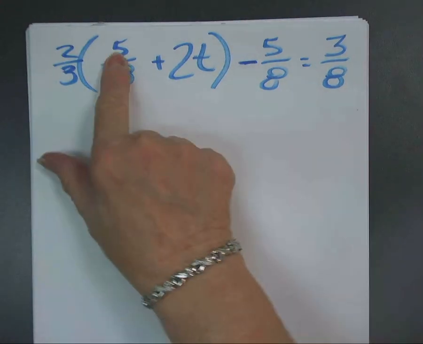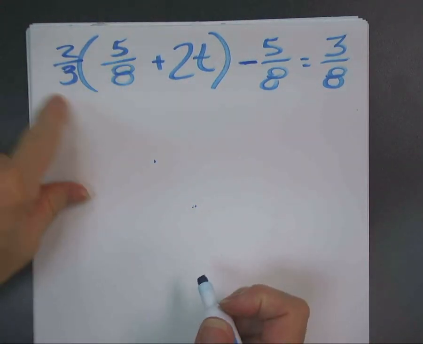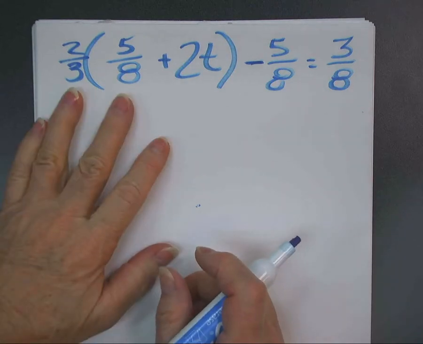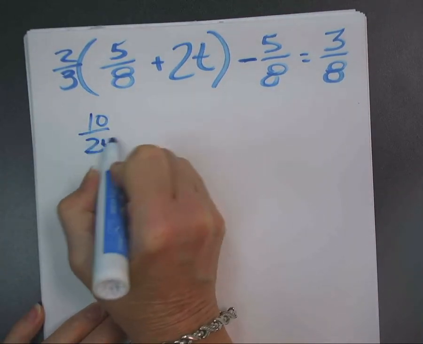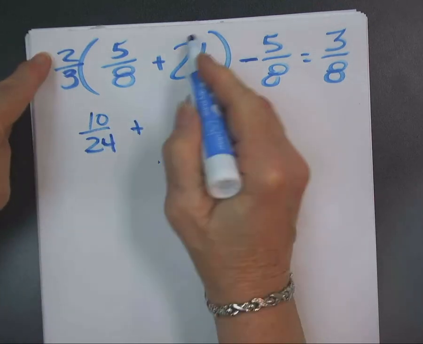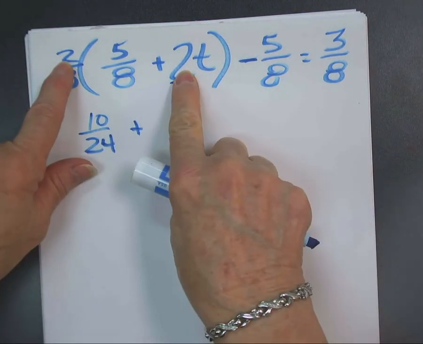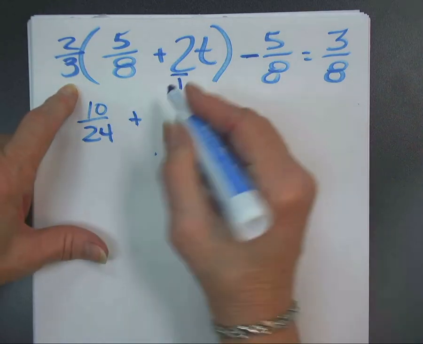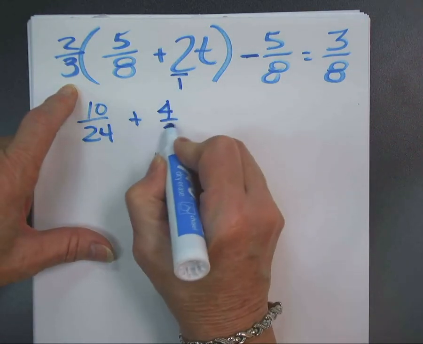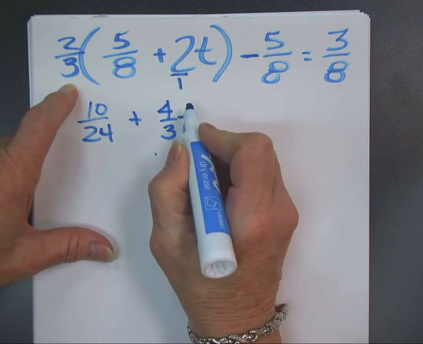First thing, you're going to multiply 2/3 through the parentheses. 2/3 times 5/8 is 10 over 24. We'll go ahead and put that and we'll just reduce it later. And then 2/3 times 2. 2 times 2 is 4 over 3, right?